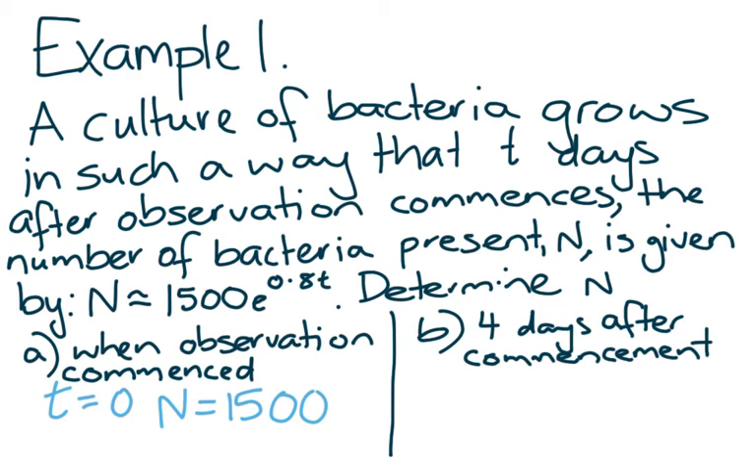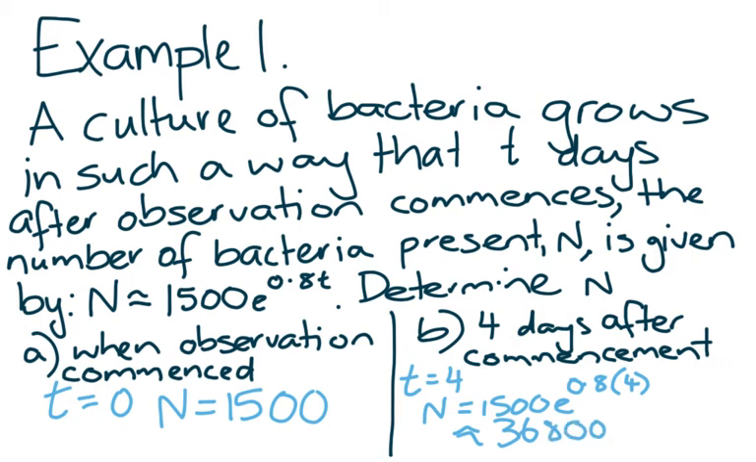Then part B says 4 days after commencement. So what we would have to do there is write t equals 4, and we would sub in n equals 1,500 e to the power of 0.8 times 4, which gives us roughly 36,800 bacteria. And I've just rounded that to the nearest 100.